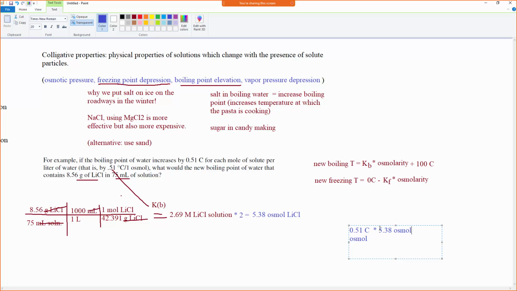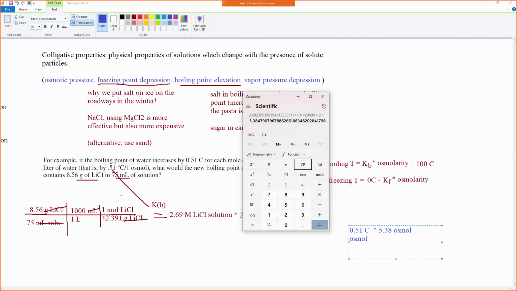solution. That tells me my boiling point is going to increase by 2.75 degrees Celsius. And if my original was 100, then I'm increasing that by the 2.75, and I get a final boiling point of 102.75 degrees Celsius.